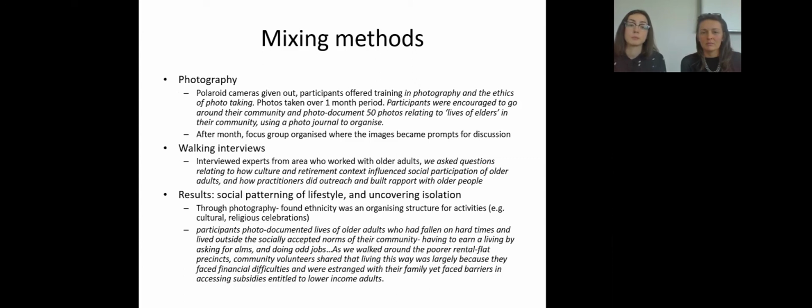Polaroid cameras were given out, with participants offered training in photography and the ethics around photo taking, which we've briefly touched on in this seminar.